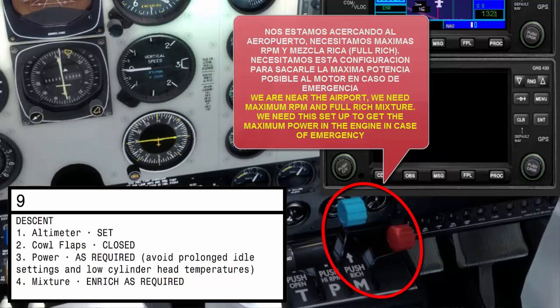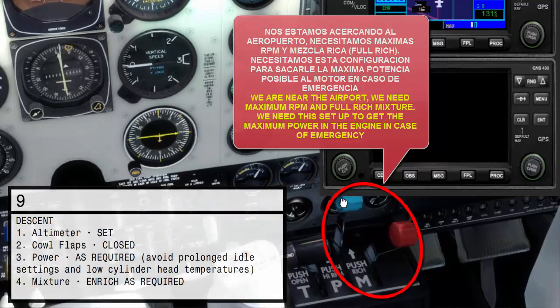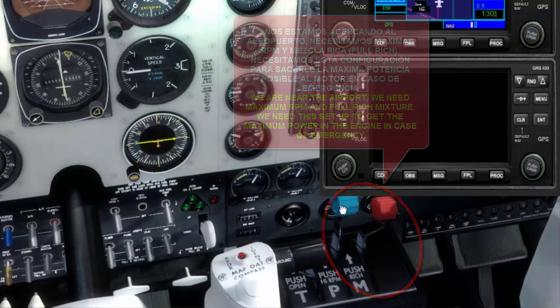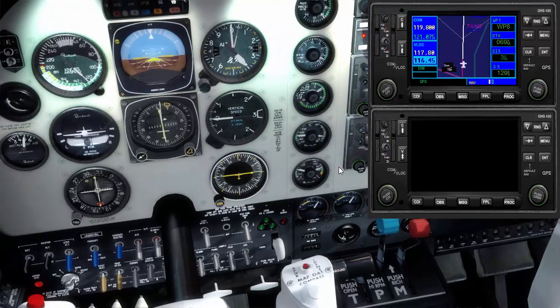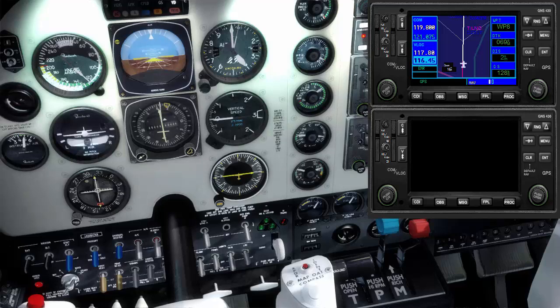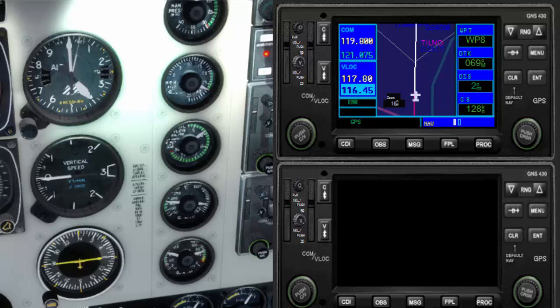But right now we will put our mixture to full rich, and we will have full RPM, and also we will tackle the descent checklist, which you assume I already did properly. It basically is having the maximum RPM possible, and also having the blue lever pushed forward, because we need our mixture full rich, and also our blue lever pushed forward to have the maximum RPM possible, because we don't want to limit our speed, okay? So we need all the possible performance so our engine can work properly in an emergency situation.